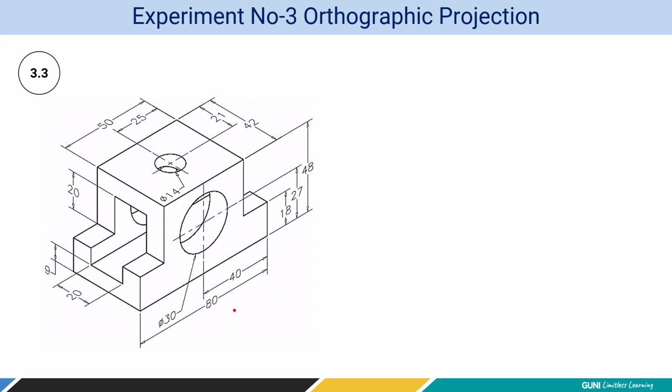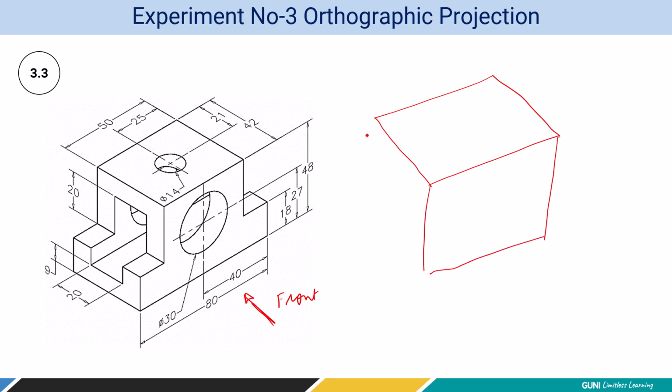We'll consider this direction as the front view direction. As a part of simple understanding, let's make a box with dimensions: width of 80, depth of 42, and height of 48.